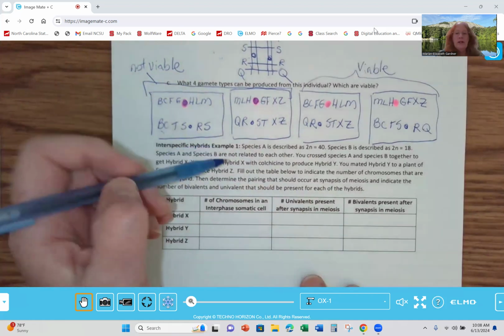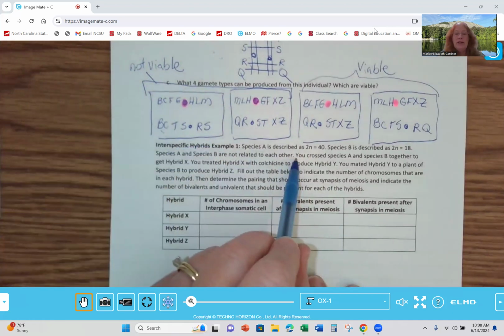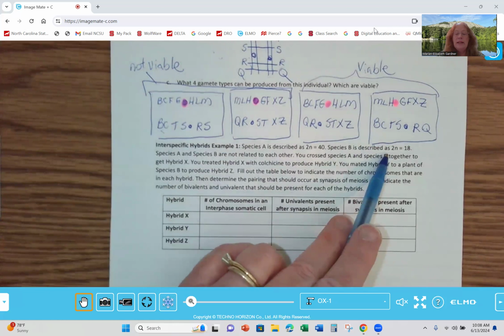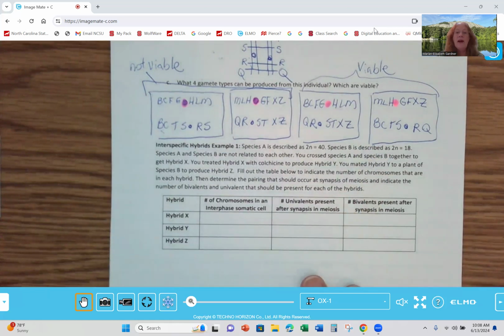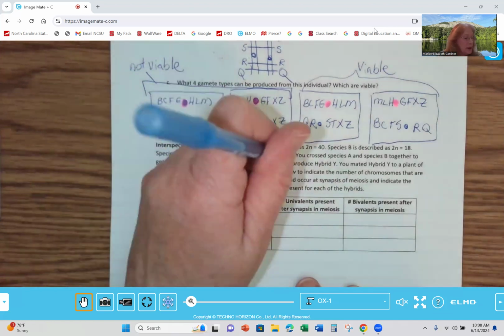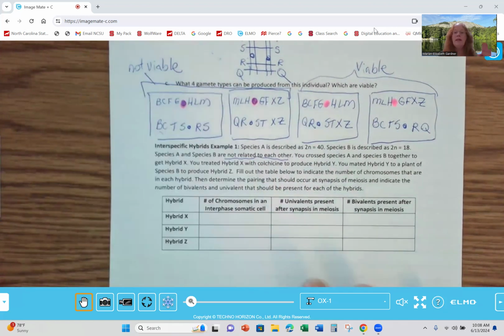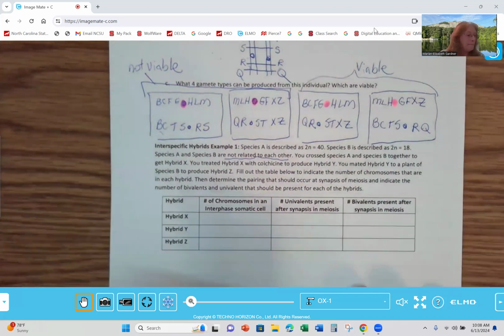So here we've got two species. Species A is 2n equals 40. Species B is 2n equals 18. They are not related to each other. And that's important because by saying they are not related to each other, it means if we cross them together, the hybrid should be sterile. We should not get any of those chromosomes pairing up.